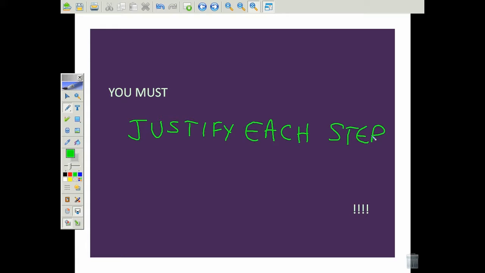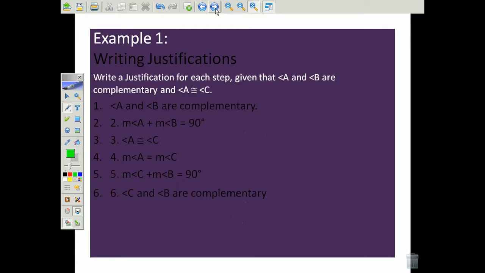So we have to give reasons why we're doing what we are doing. Okay? And so what it looks like is this. This is a sample outline proof, and it's a sample giving us everything that we already need. We're just going to write the reasons. Okay? So we're going to write a justification for each step, given that A and B are complementary. Okay, so given that one thing and another thing, okay? A and B are complementary.